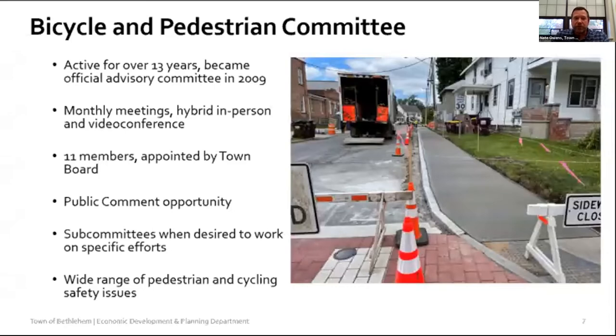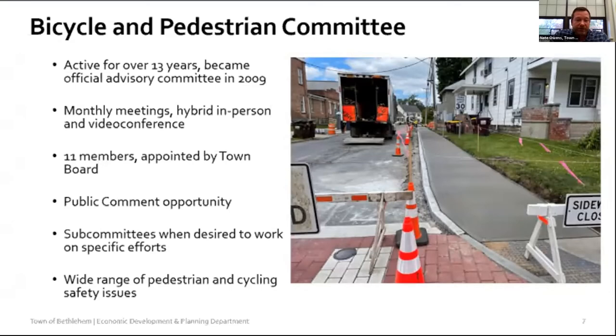So the next team I want to look at is the Bicycle and Pedestrian Committee. The town is lucky to have 11 volunteer committee members. They've got a wealth of experience and a passion for pedestrian and bicycling activity within the town.